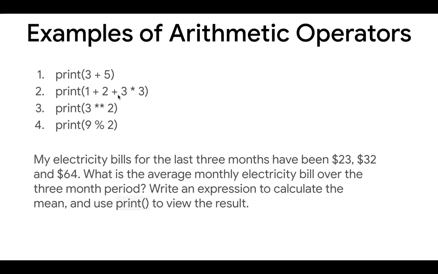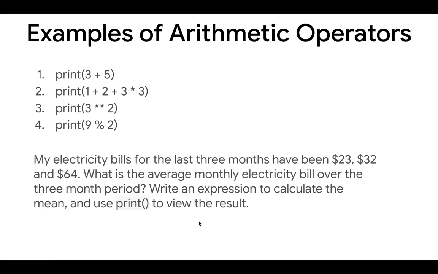And 3 exponentiation sign 2, what will be the result? So it means 3 to the power of 2, right? 9. Yeah, 9. So we use two asterisk signs to show exponentiation instead of, maybe you've seen or used this sign, right? But it's not the power sign. And the last one, 9 modulo 2 is going to be 1. Yes.